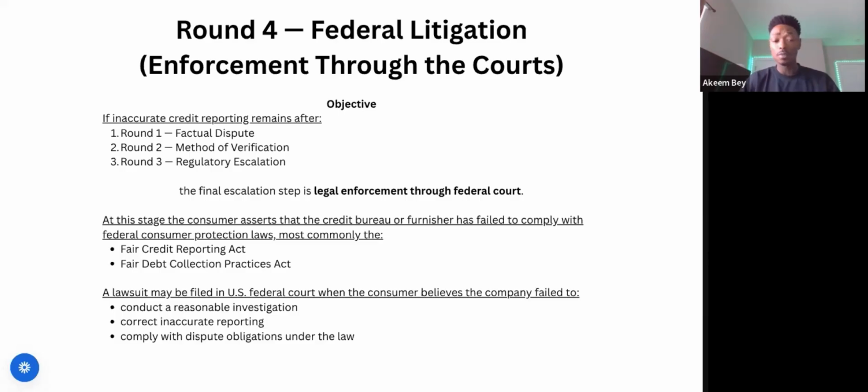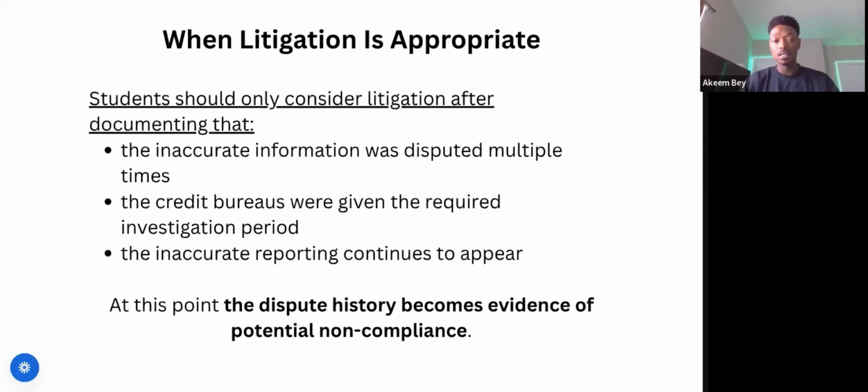Act. And a lawsuit can be filed in that federal court in your jurisdiction or in your county when you believe that the company failed to either conduct that reasonable investigation, correct that inaccurate reporting, or comply with the dispute obligations under the law. So when is litigation appropriate? You should only consider litigation after documenting that the inaccurate information was disputed multiple times, right? The credit bureaus were given the required investigation period and the inaccurate reporting continues to appear.